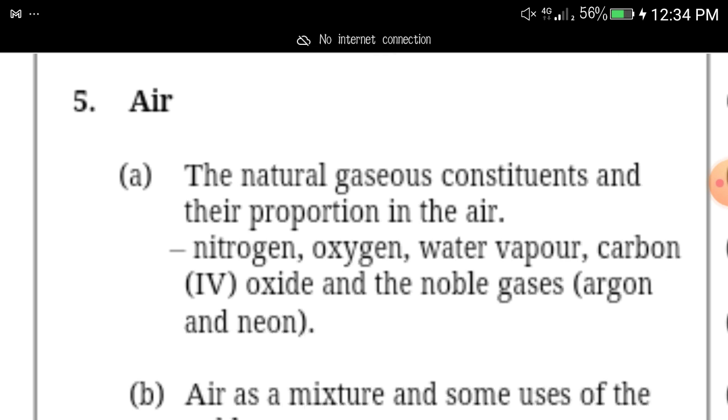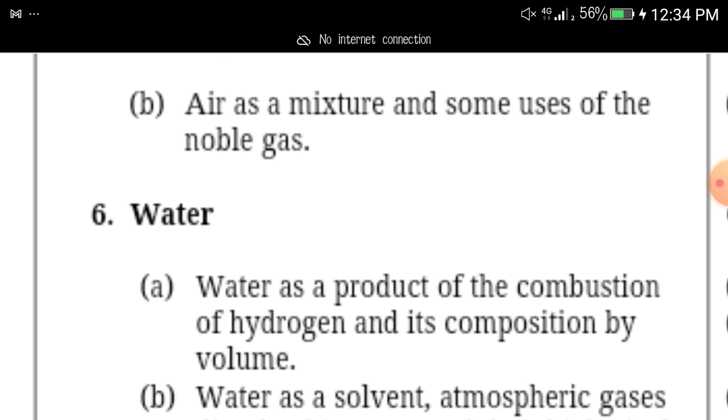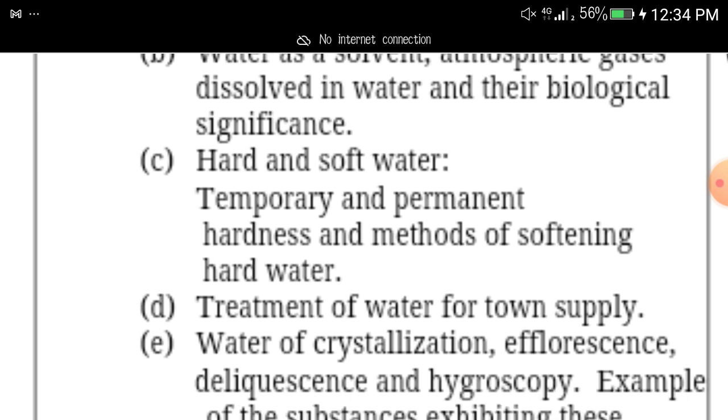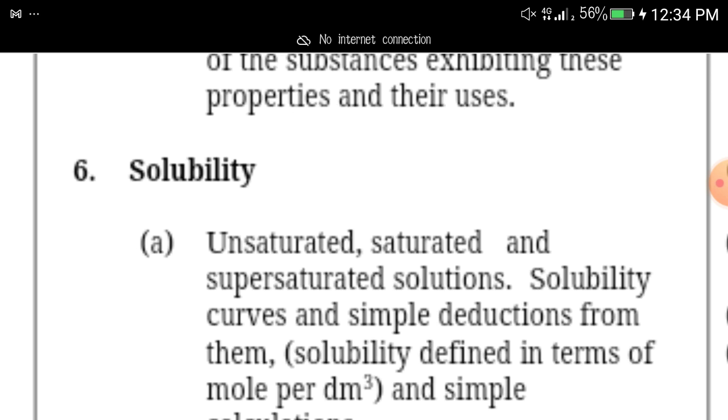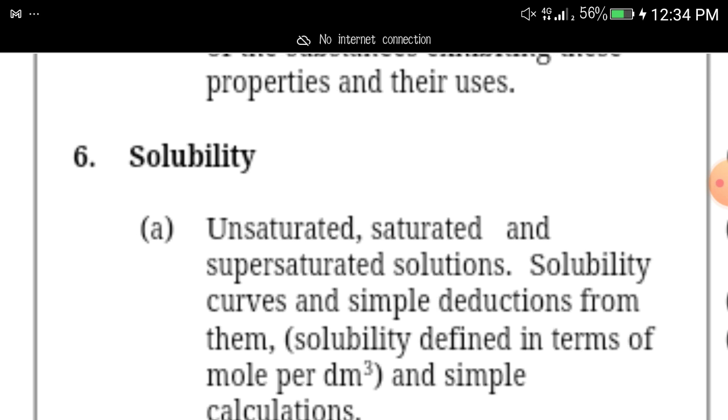The fifth topic is air. Once you go to your chemistry textbook, and other relevant chemistry textbooks, you should be able to find each of these topics I'm mentioning. The next topic, which will come out with calculation, is water. Water will come out, both treatment of water, crystallization, efflorescence, deliquescence, hygroscopy, and all the rest. The next topic is solubility.